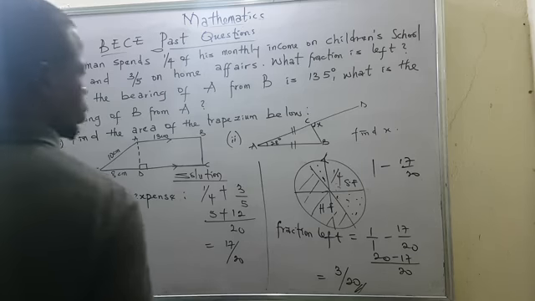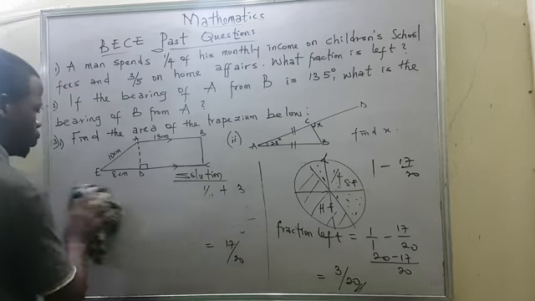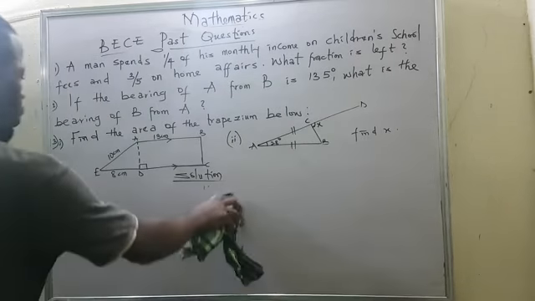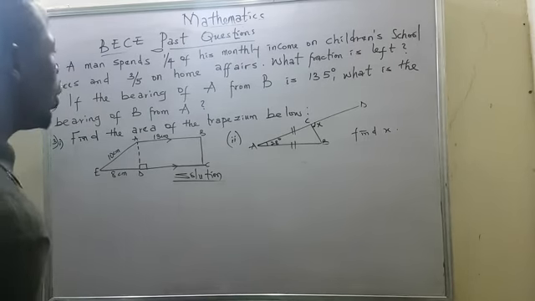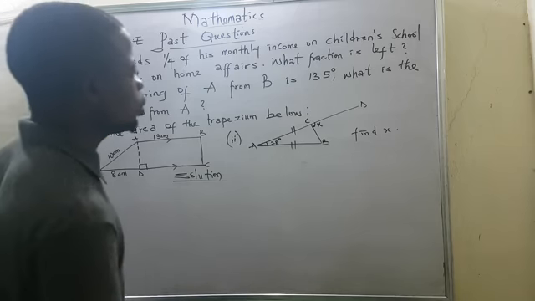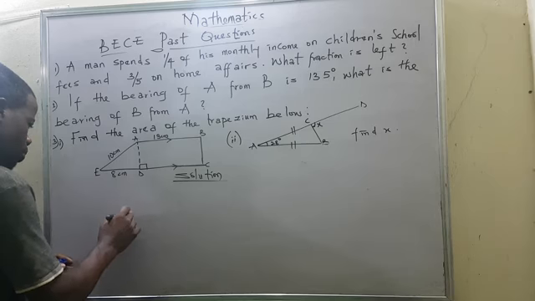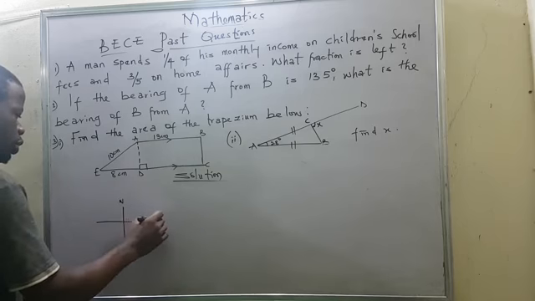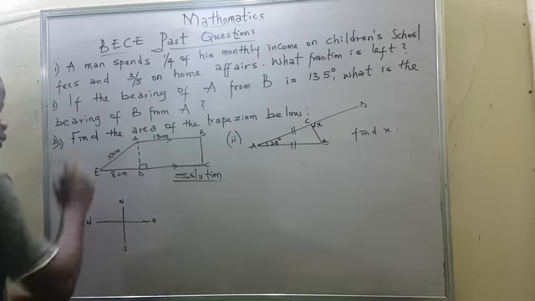The next question says, okay, let me wipe this. The next question: the bearing of A from B is 135 degrees. Now this bearing, I think that's where for GS3 and Basic 9, is where the questions on bearing start from. And this is a major concept you should understand. So the bearing of A from B is 135. Let me just draw something here. This is your north, of course. This is your east. This is your south. This is your west. Right?